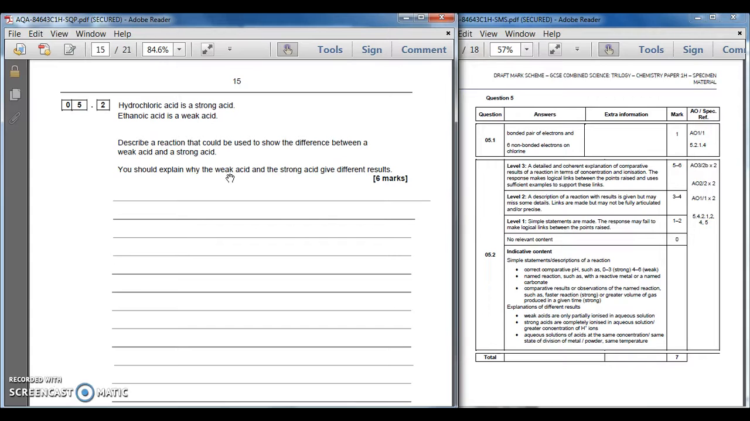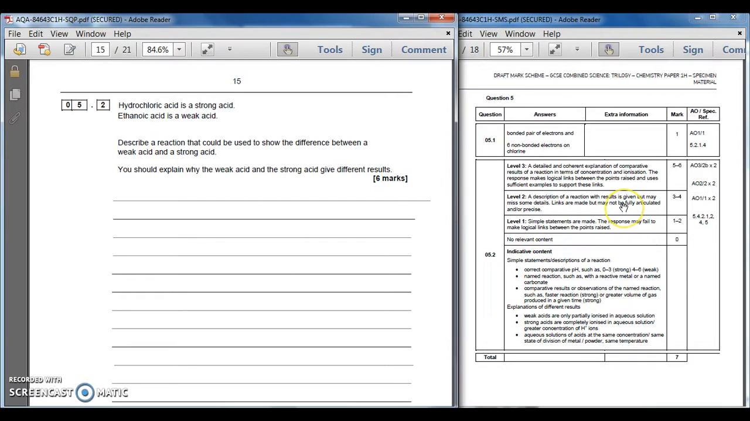Another alternative you could say is pick a metal like magnesium and then explain what you'd see in a difference between a strong acid and a weak acid. Stronger acids would see more of a reaction, more bubbles, and a weaker acid would see a weaker reaction with fewer bubbles. So a level 1 answer, simple statements like using universal indicator and a colour that it might turn.